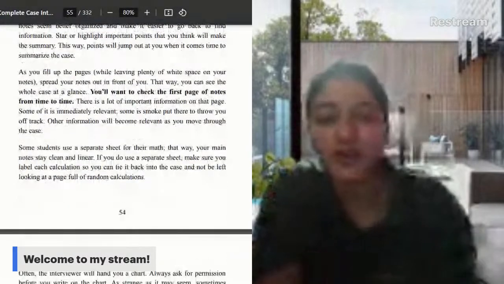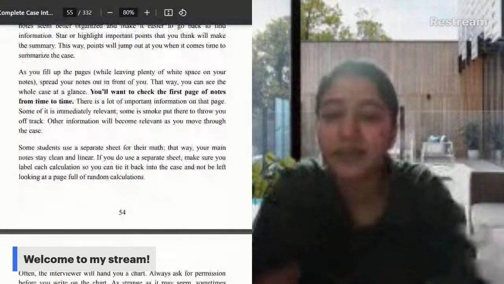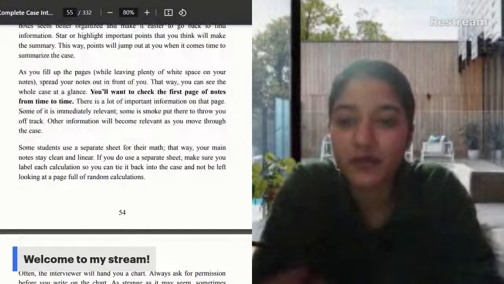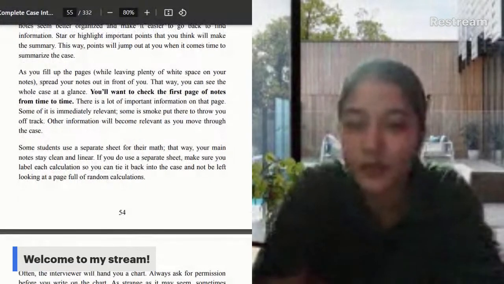As you fill up the pages while leaving plenty of white space on your notes, spread your notes out in front of you. That way, you can see the whole case at a glance. You want to check the first page of notes from time to time. There's a lot of important information on the page. Some of it is immediately relevant. Some is put there to draw you off track. Other information will become relevant as you move through the case.